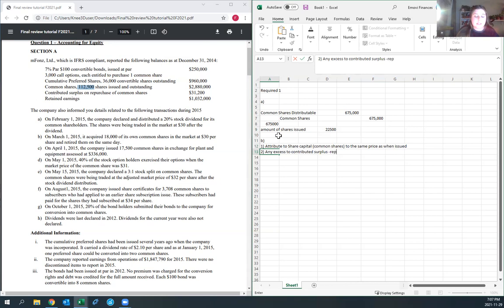repurchase of common shares, if you have such an account. You might not have an account, and if that's the case, then you go to contributed surplus and options, warrants, or any other contributed surplus you might see.